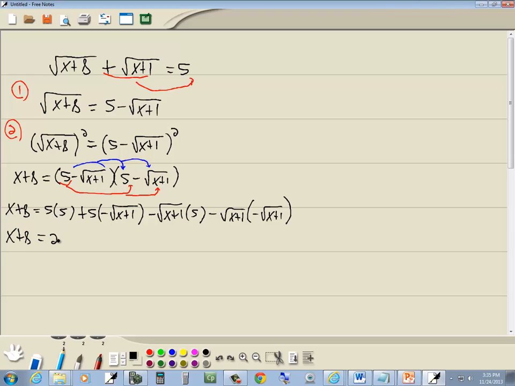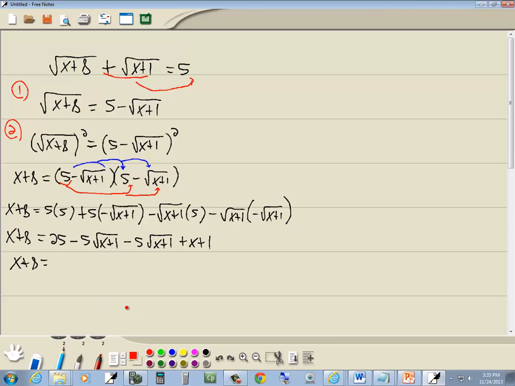5 times 5 is 25. 5 times the negative square root of x plus 1 is negative 5 square root of x plus 1. Negative square root of x plus 1 times 5 is negative 5 square root of x plus 1. And negative times negative is positive, and square root of x plus 1 times square root of x plus 1 gives us x plus 1. So we got x plus 8.